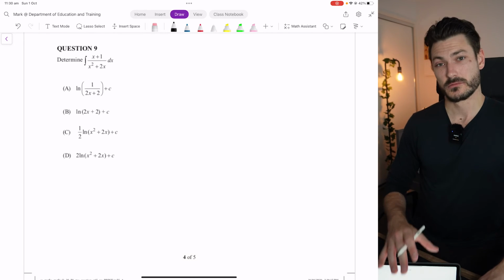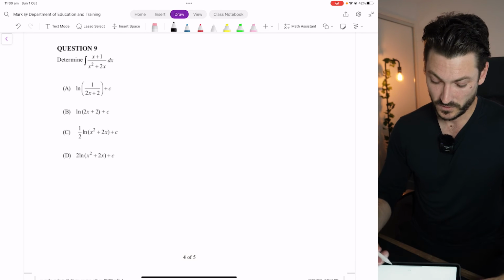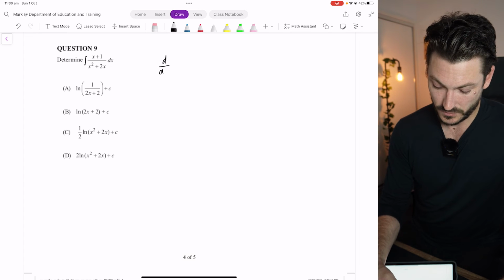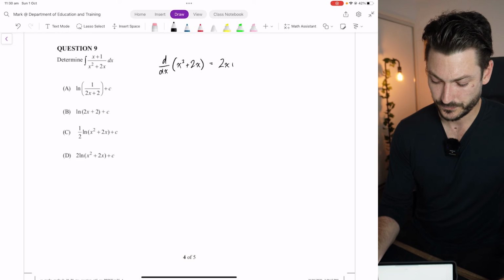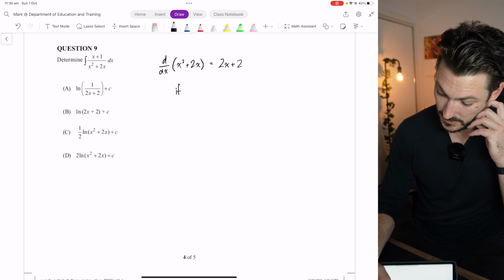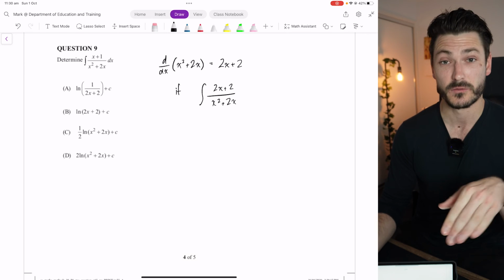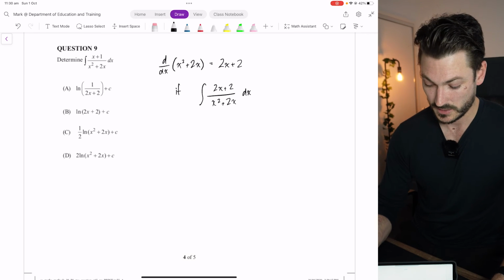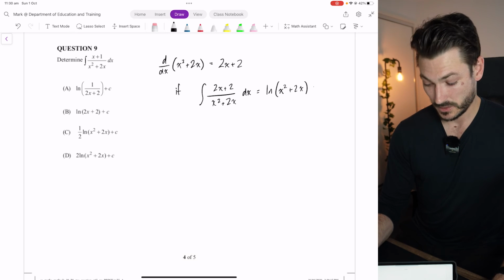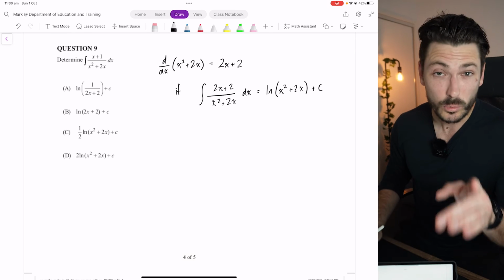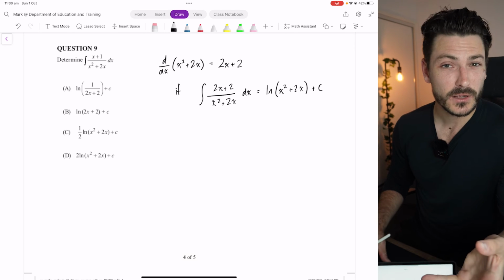As soon as you see a fraction, and you've got x's on the numerator and denominator, and you're integrating, think log. The derivative of the denominator, x squared plus 2x, is going to be equal to 2x plus 2. So if I had the integral of 2x plus 2 over x squared plus 2x, the derivative of the denominator is on the numerator. If that was the case, it would just be the natural log of the denominator, ln of x squared plus 2x, plus c. But unfortunately, I don't have that. I almost have that. My numerator is x plus 1, not 2x plus 2. So it's off by a factor of 2 essentially.